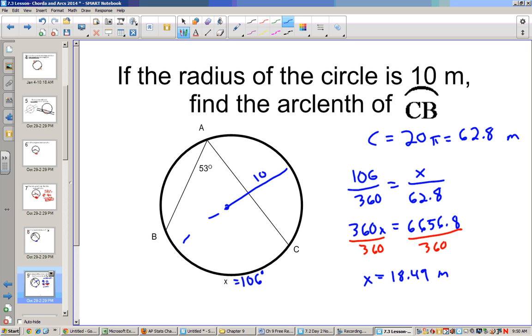Now I want to reiterate that this is the distance from B to C. That's the arc length, 18.49. The measure of the arc in degrees is 106.